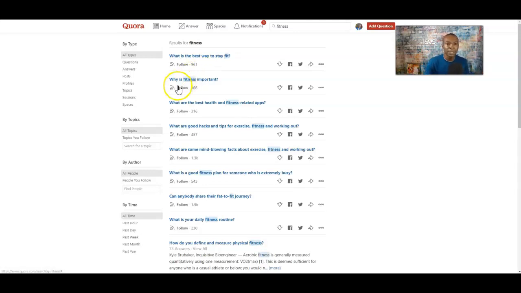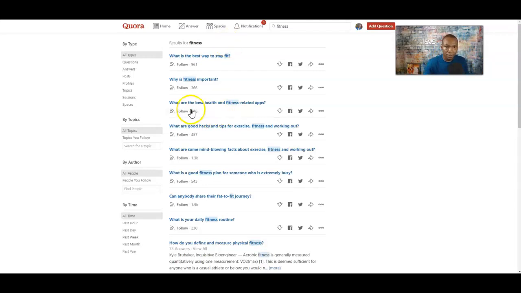So let me find this. Why is fitness important? The next one. That's a really good content idea as well because fitness is very important to ourselves. It keeps us going. We gain much energy from that. We get excited from that. There's so many different things you can do on that. Why is fitness important? Well, it keeps you going, keeps your heart healthy. The doctors recommend it. So many different reasons why fitness is important, and you can do that based on your niche.